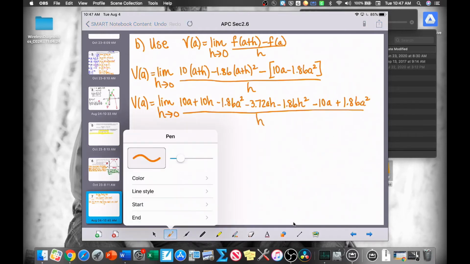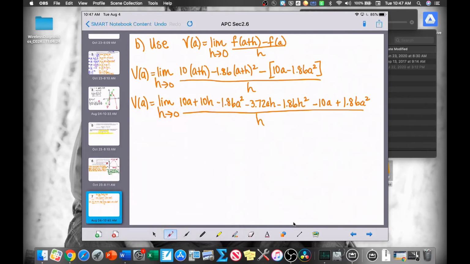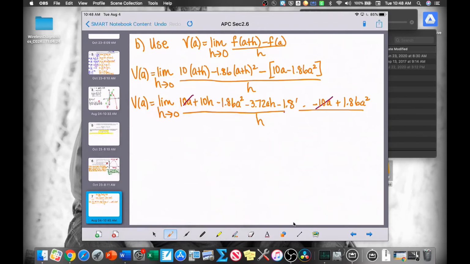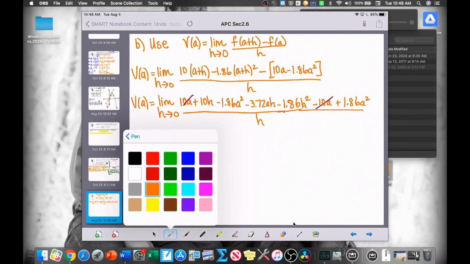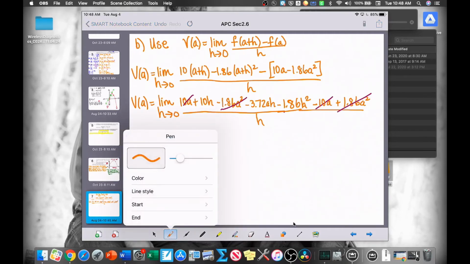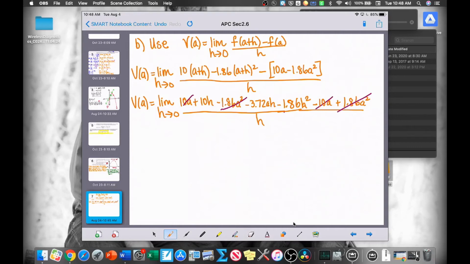Now I can cross out the terms that are going to cancel. I've got a 10a and a negative 10a. I have a negative 1.86h squared. Oops, sorry, that is supposed to stay. Crossed out the wrong one there, sorry. Got to keep my h squared. Negative 1.86a squared and positive 1.86a squared cancel. And so now all of my remaining terms have the h in them, just like before, so I'm going to be able to factor that h out.